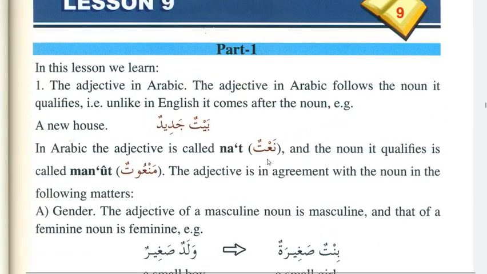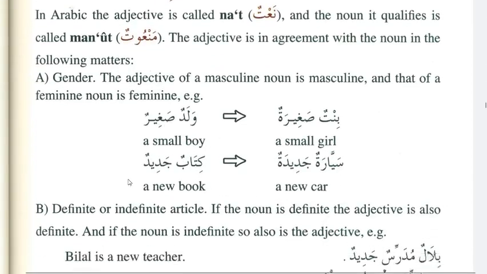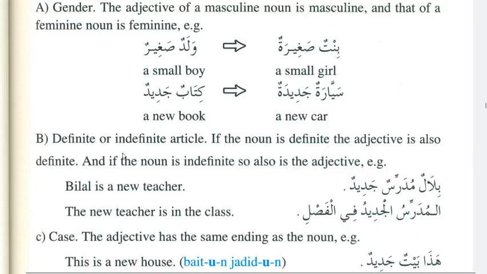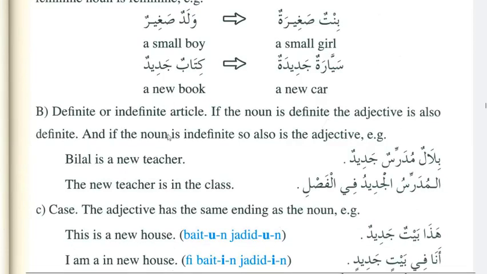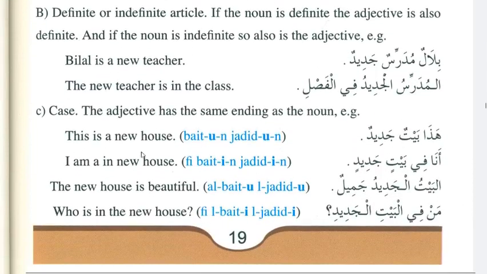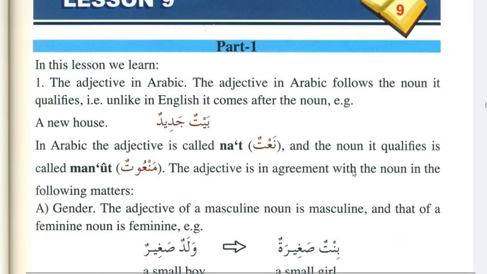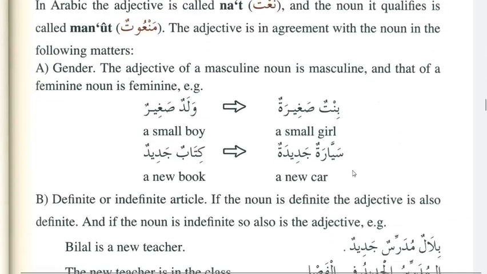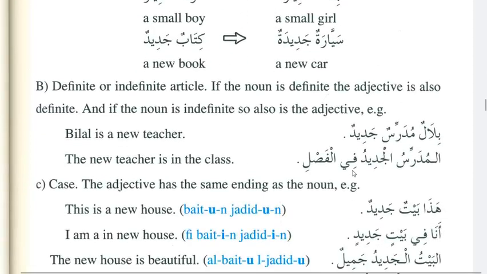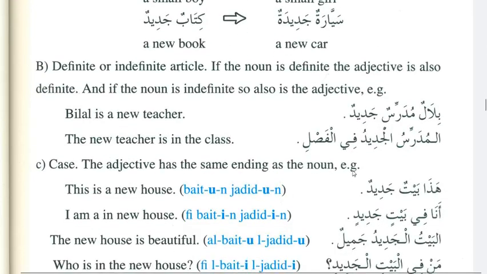First, their names, which are Naat and Manoot. Second, that gender must be the same. Then marifa and nakira, definiteness and indefiniteness must be the same, then irab must be the same. So you better pause this video and read this page carefully and try to memorize as much as possible.